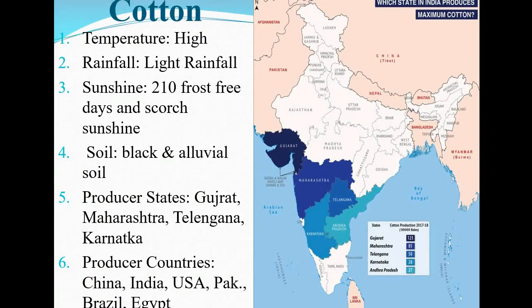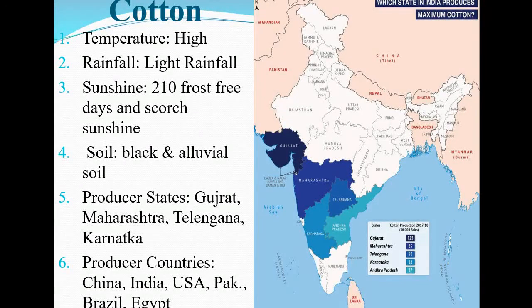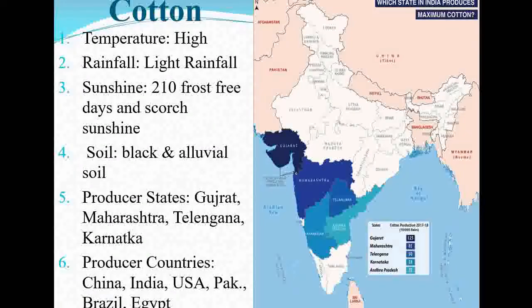Now we will study some of the crops. Very first, cotton. It is known as a fiber crop. It needs high temperature, light rainfall, 210 frost-free days and scorching sunshine. It needs black and alluvial soil for quality. Producer states of India are Gujarat, Maharashtra, Telangana, and Karnataka. In the world, leading producer countries are China, India, USA, Pakistan, Brazil, and Egypt.